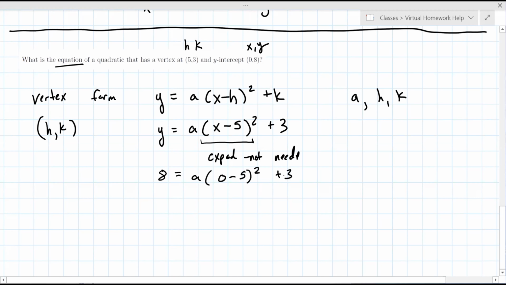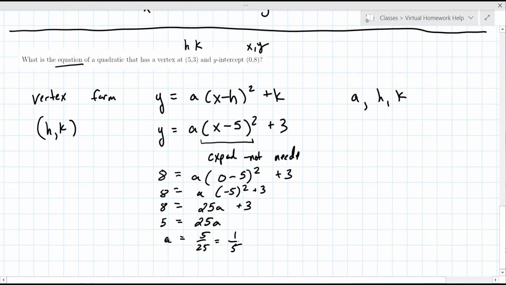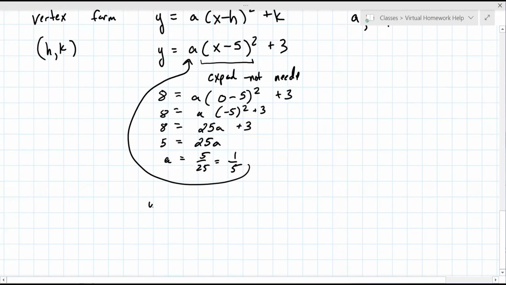So notice we're down to one variable. 8 = a(-5)^2 + 3. Then (-5)^2 is 25. That negative is squared, so it becomes positive: 8 = 25a + 3. We'll subtract 3 from both sides: 5 = 25a. Divide both sides by 25, so a = 5/25, which reduces to 1/5. It's important to remember you're going to take this number and put it back into this equation here. Y = 1/5 (x - 5)^2 + 3.